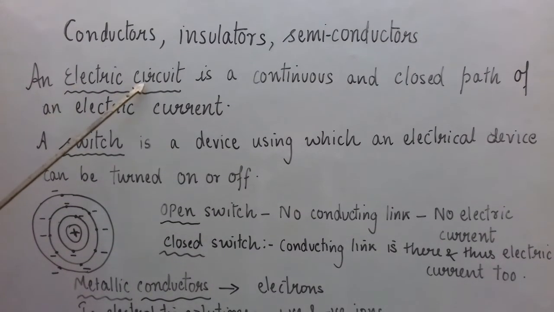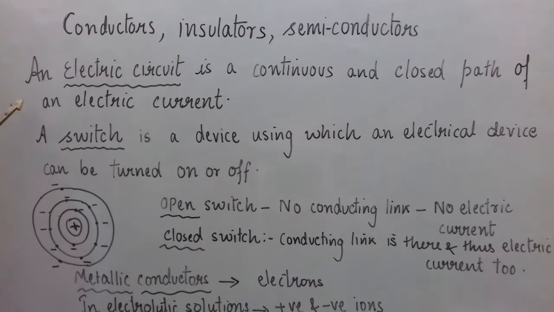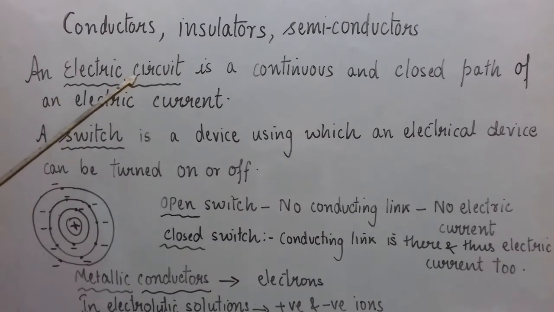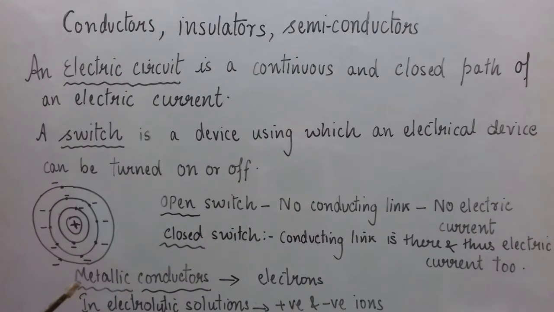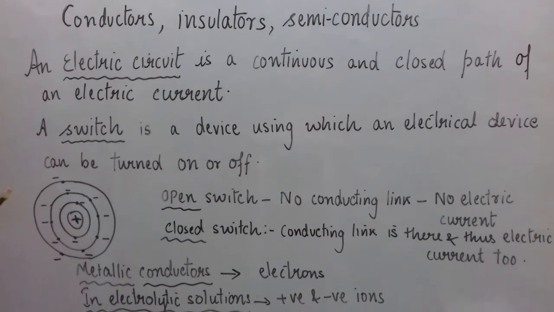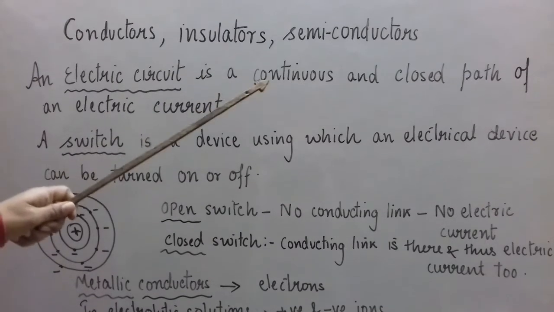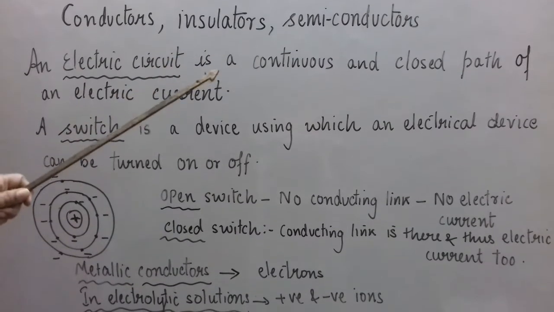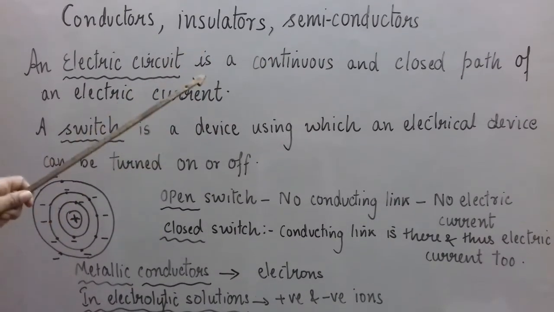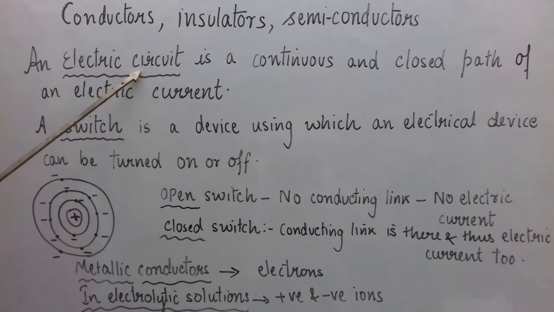Clear? Now let us learn few important terms. An electric circuit. This is the definition which is in your NCERT textbook. You are supposed to learn this. Electric circuit is a very common word. You know that when electric current flows, it flows through conductors. And conductors cannot be just an open thing. An electric circuit is a continuous and closed path. Because for an electric current to flow, there should be continuous and closed path. So this continuous and closed path of an electric current is called an electric circuit.